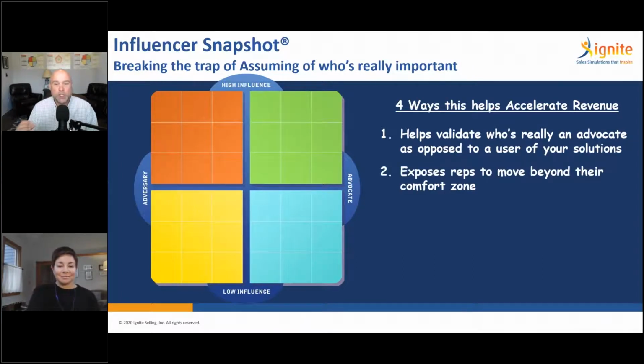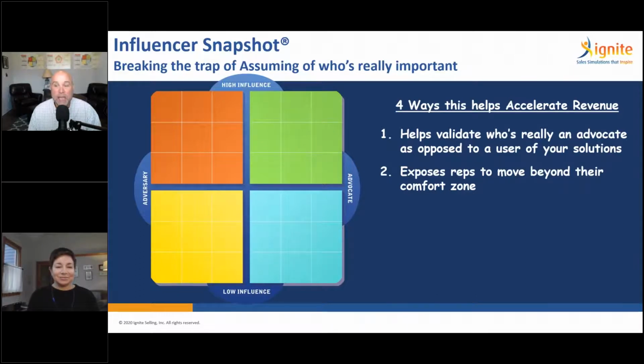Number 2, it helps expose reps to move beyond their comfort zone. Meredith, a quick question. Who are your sales representatives most likely to engage with in any of their accounts? But definitely the ones that are the nicest to them. So, of course, that's the reason I have you on here with me, because you're nice, right? But I think there's a lot of truth to that.